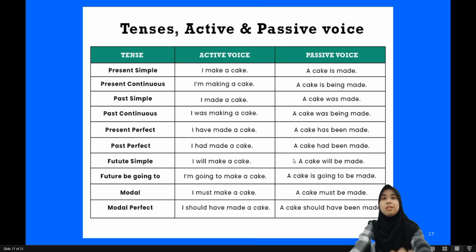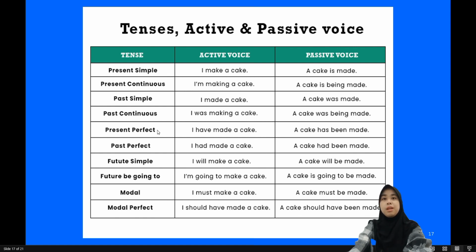Okay, these are the examples for active voice and passive voice. Present simple: I make a cake. The passive voice: a cake is made. Present continuous, active voice: I'm making a cake. Passive voice: a cake is being made. And then past simple: I made a cake. Passive voice: a cake was made. Past continuous: I was making a cake. A cake was being made.